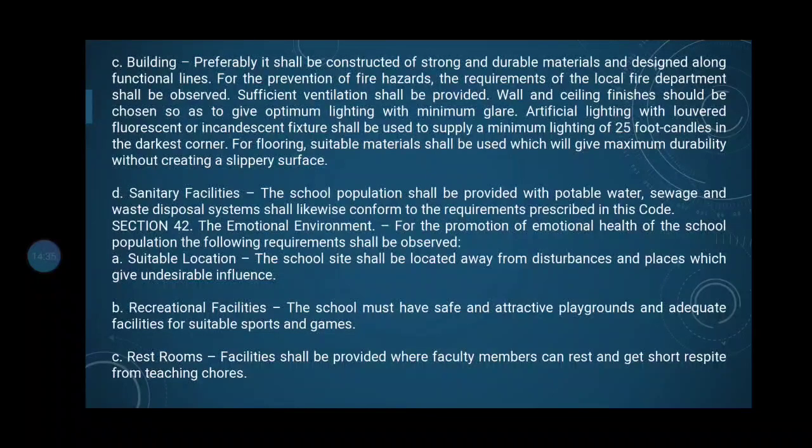So under Section 42 naman, we have the emotional environment. For the promotion of emotional health of the school population, the following requirements shall be observed. A. Suitable location. The school site shall be located away from disturbance and places which give undesirable influence. B. Recreational facilities. The school must have safe and attractive playgrounds and adequate facilities for suitable sports and games. Letter C. Restrooms. Facilities should be provided where faculty members can rest and get short respite from teaching chores.